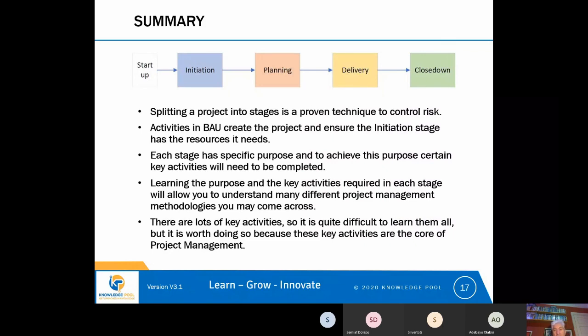In order for these stages to work, we've defined their purpose, and we discussed the purpose of each stage in detail last week. But to make sure that purpose can be achieved, there are some specific deliverables that we always need. We've discussed those this week, and we've set you an assignment to learn what those deliverables are, because they're just so important and fundamental to how projects work.